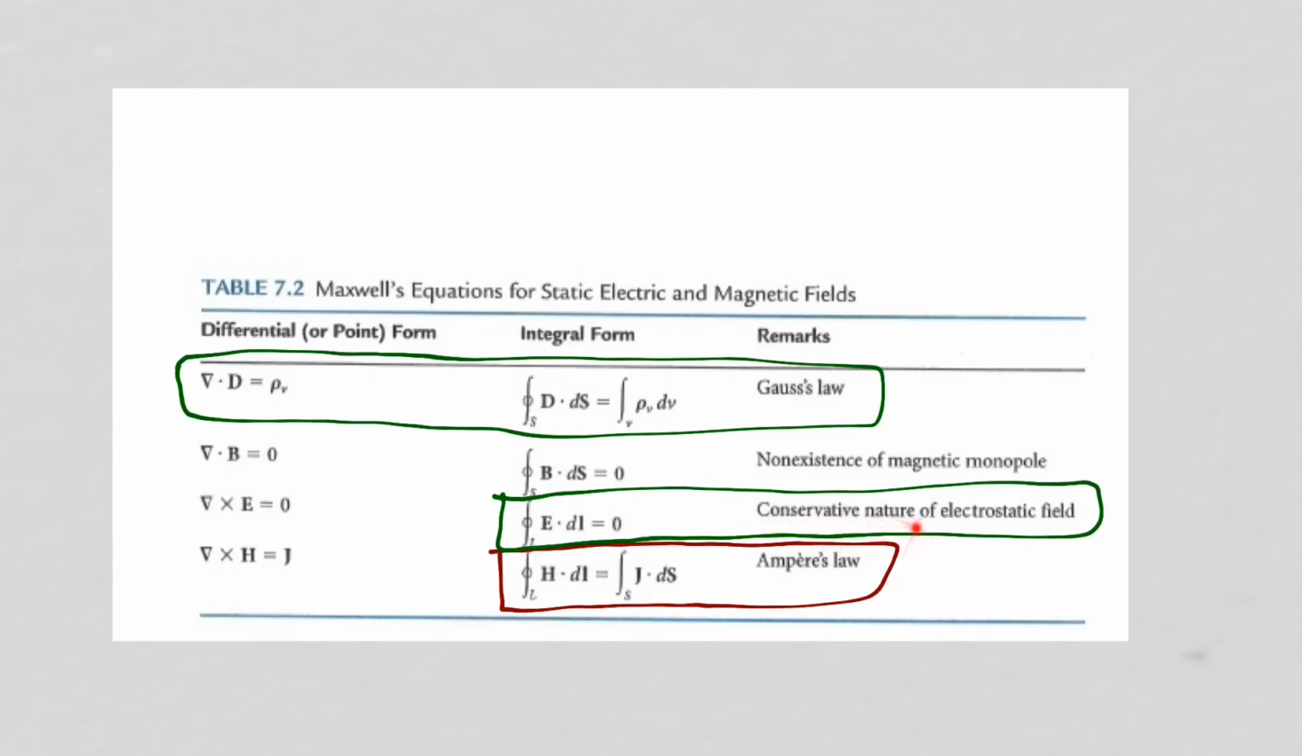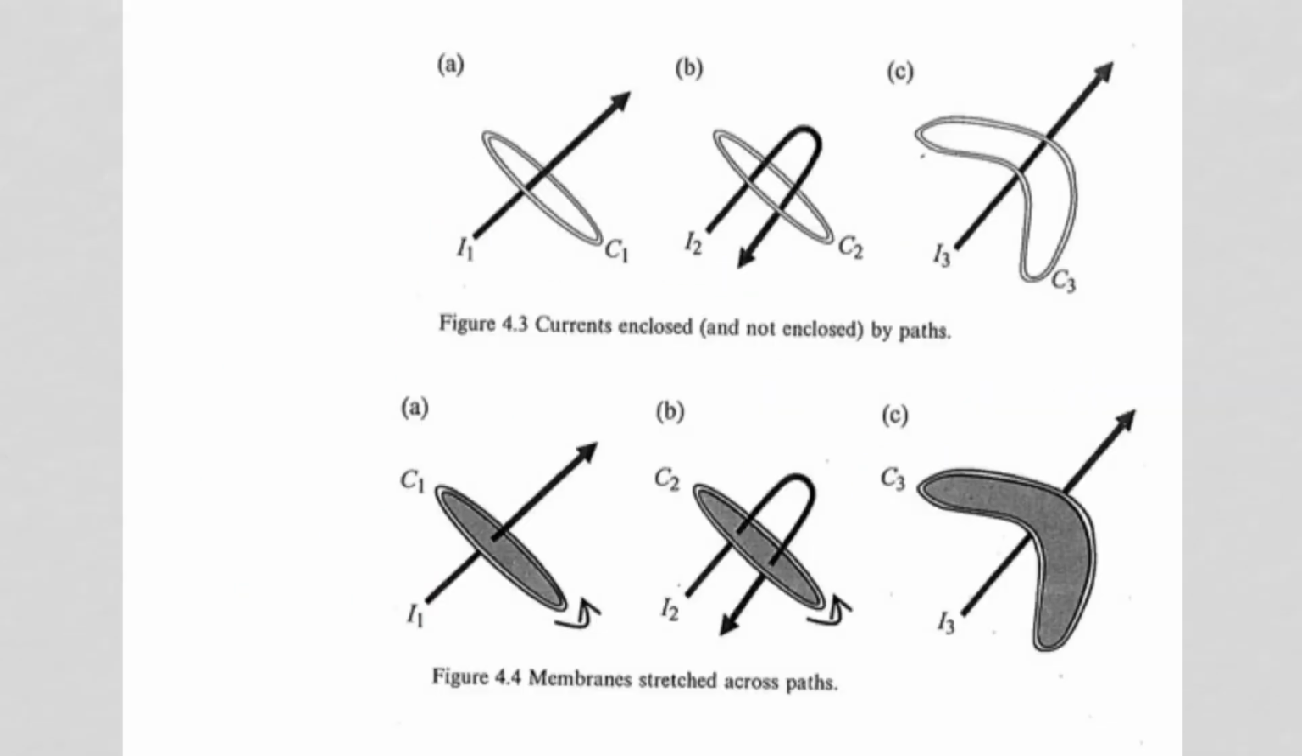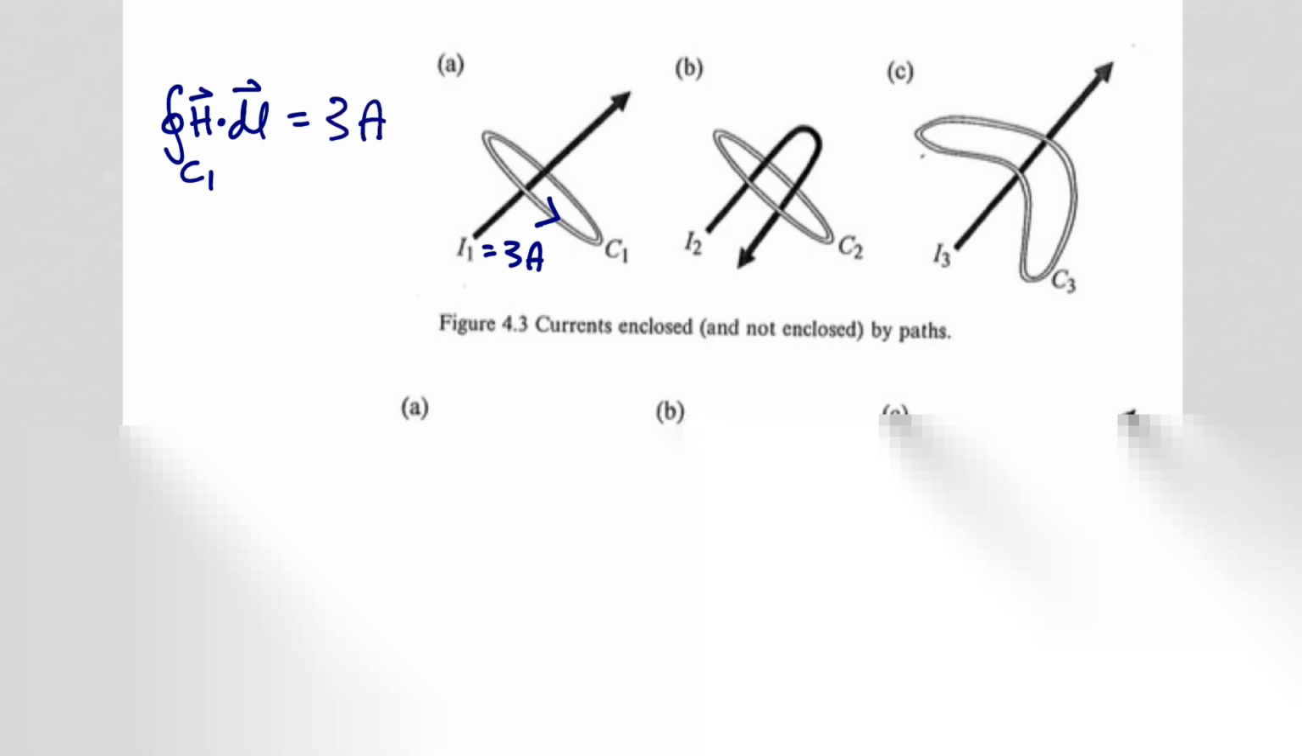Let's look at some currents and paths to figure out how to interpret Ampere's circuital law. Let's look at path C1 for our path of integration, and let me define the direction with that little arrow, and let I1 equal 3 amps. So put the fingers of your right hand in the direction of C1. That's the direction of our integral of h dot dl. And your thumb then points in the direction of the current, which we'll see as 3 amps. So the integral of h dot dl around C1 in this direction is 3 amps.